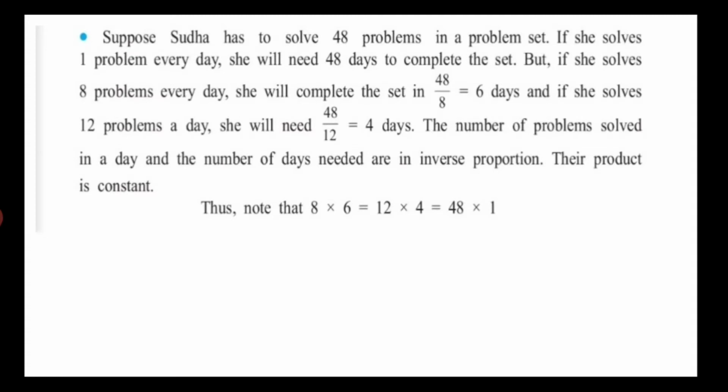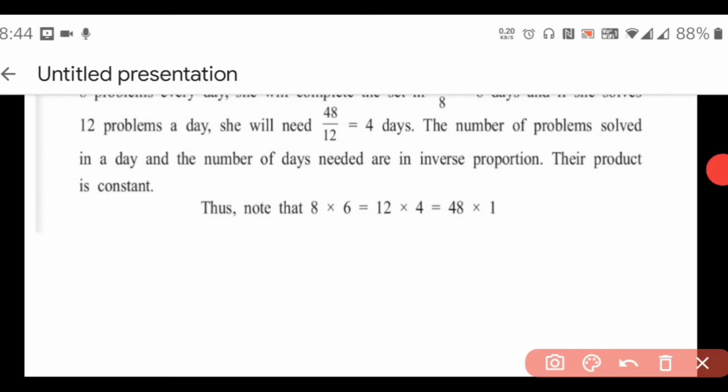complete the set. But if she solves 8 problems every day, she will complete the set in 48 upon 8, in 6 days only. If she solves 12 problems a day, she will need 48 upon 12, that means 4 days. The number of problems solved in a day and the number of days needed are in inverse proportion. How we can see here it is inverse proportion.